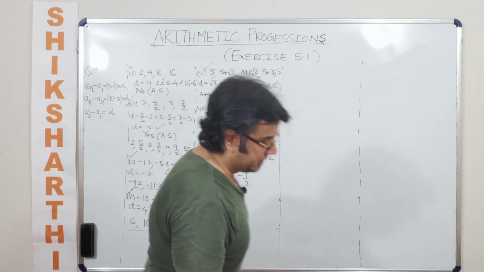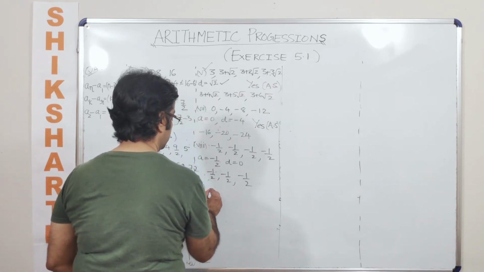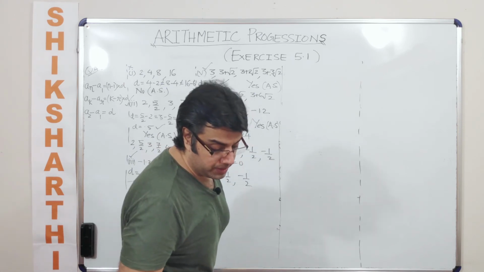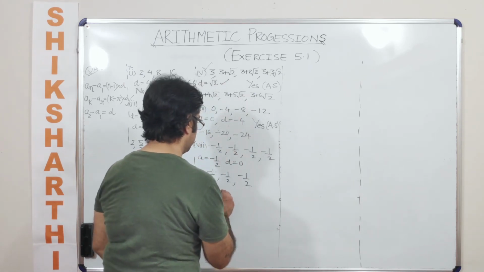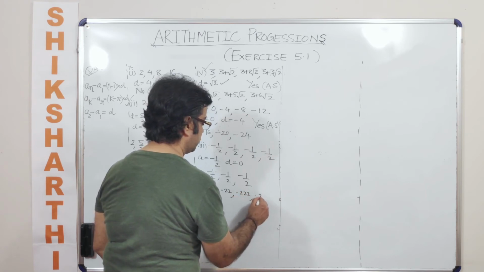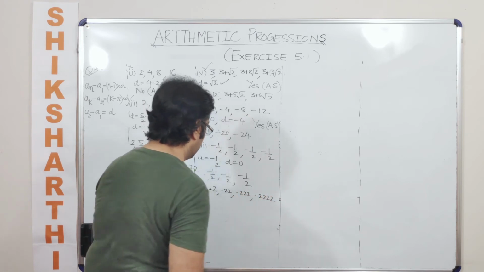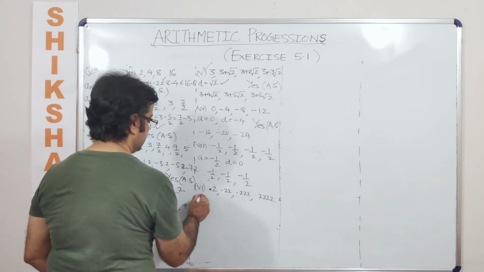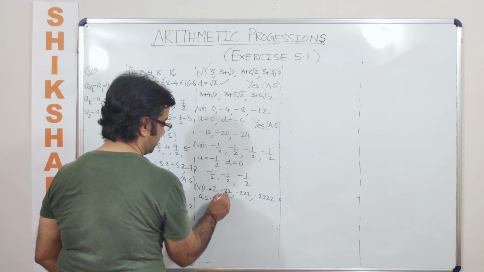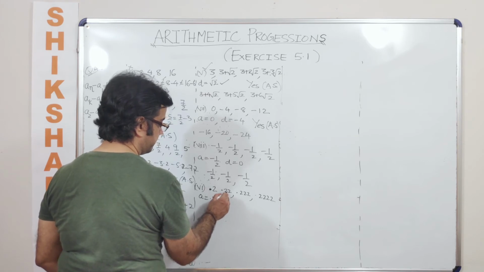So question number 6 is 0.2. We are talking about subpart 6. 0.2 followed by 0.22, followed by 0.222, followed by 0.2222. Now the moment you see this, you will say that the first term is 0.2. What is the common difference? Now here the common difference would be 0.02.